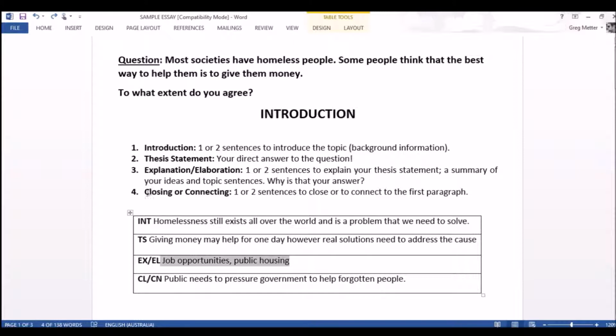Okay, the last point is closing or connecting. 1 or 2 sentences to close or to connect your introduction to the first paragraph. And I've said, public needs to pressure the government to help forgotten people. Forgotten people are the homeless because they have been forgotten by society. So this is a way of closing my introduction. It's not an example. It's not an idea. It doesn't answer the question. It just closes the introduction. The public needs to pressure the government to help forgotten people.